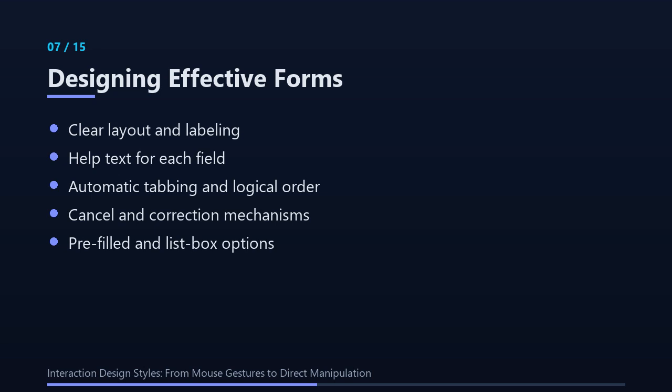Automatic advancement, often implemented as tabbing, allows the cursor to move to the next logical field after the user presses enter, speeding up data entry. However, this feature must respect the natural order of the form to avoid confusion. A well-placed cancel button lets users abort the process without losing partially entered data, while an undo or edit function lets them correct mistakes. Pre-filled fields, such as a known address or default country, can save time, and list boxes give users a controlled set of options, minimizing free-form entry errors.